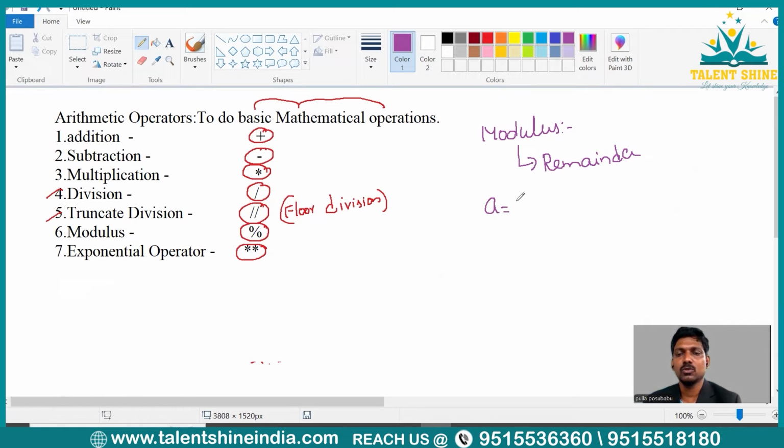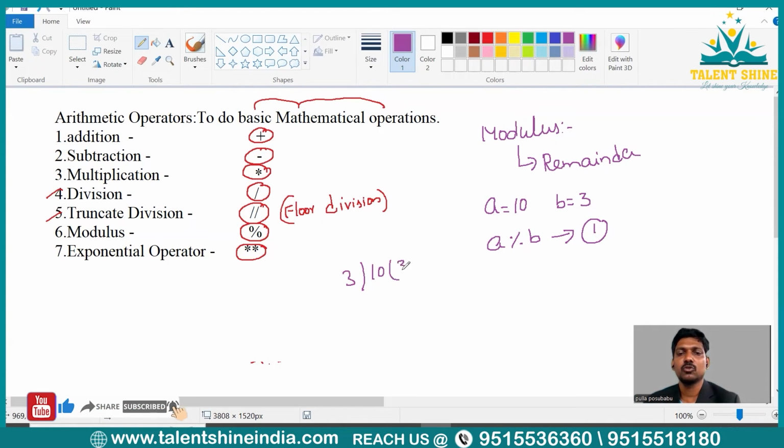A is equal to 10 and B is equal to 3. If I want to perform A mod B, how do you read this percentage symbol here? It is the modulus operator. A mod B is going to return the output as 1. Now how did you get 1 here? 10 divided by 3. 3 threes are 9, so the remainder is 1. This is what you will get as your output.